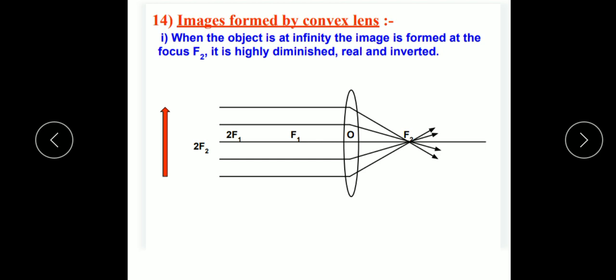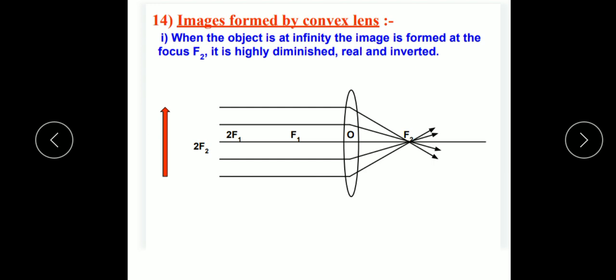The type of the image formed by a convex lens depends on the position of the object in front of the lens. When an object is moved closer to the lens, starting from infinity, six cases arise for a convex lens. Now let us discuss one by one. The first case is when the object is at infinity.